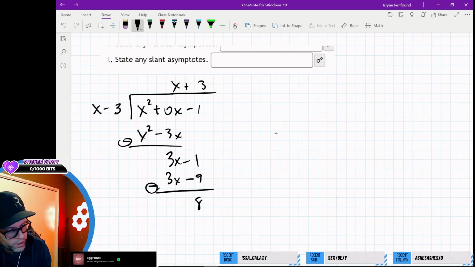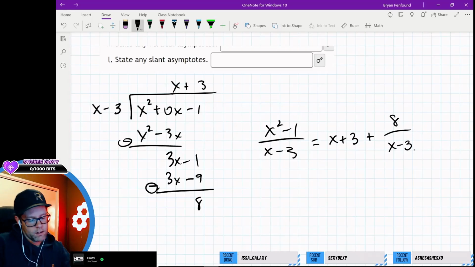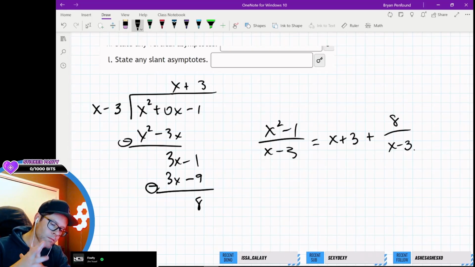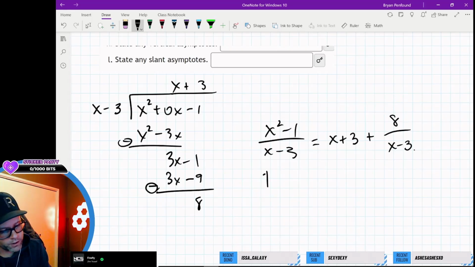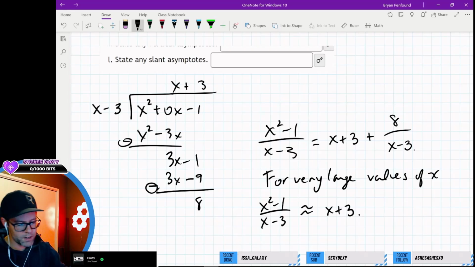So we could say that x squared minus 1 over x minus 3 has a whole portion of x plus 3, plus a remainder of 8 over x minus 3. So this means for very large values of x, x squared minus 1 over x minus 3 is going to look approximately like x plus 3. So that must be our slant asymptote.